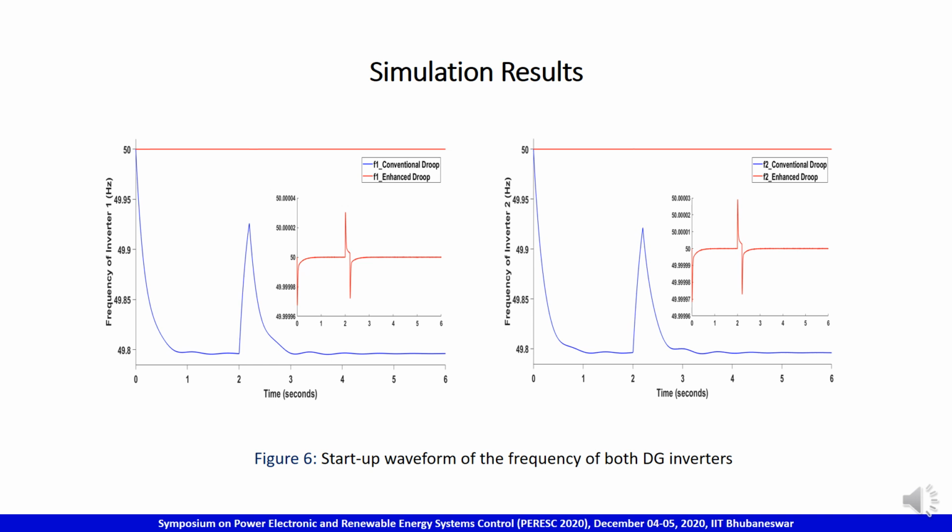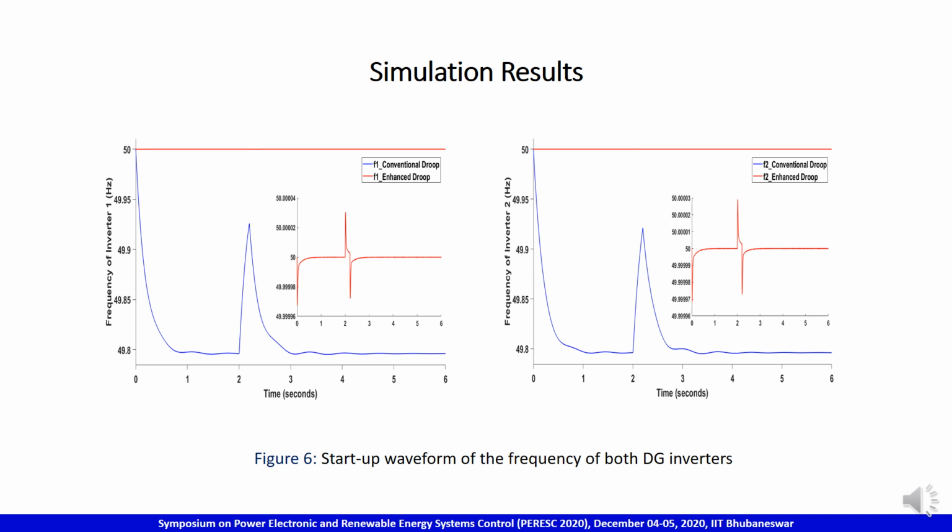Simulation results depict the performance of the enhanced Droop control technique compared with the conventional Droop control technique, through simulation performed in MATLAB Simulink. A fault is injected at t equals 2 seconds and removed at t equals 2.2 seconds to see the robustness of the enhanced Droop control technique.